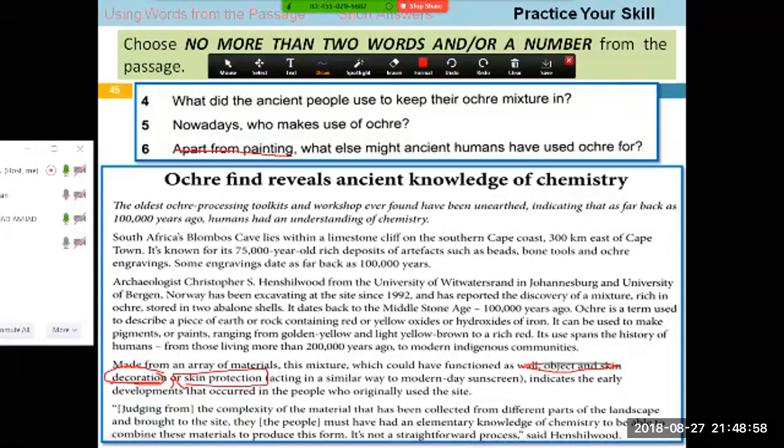Now try to figure out some synonyms, or you can say some paraphrasing. What is the meaning of might here? Might.